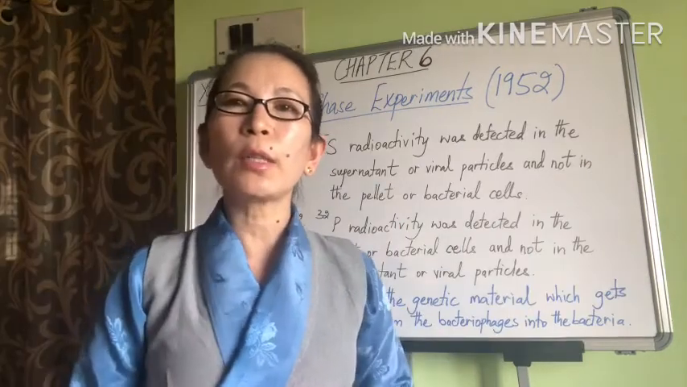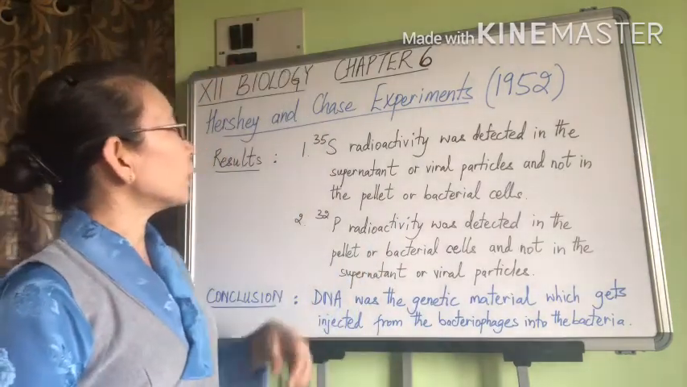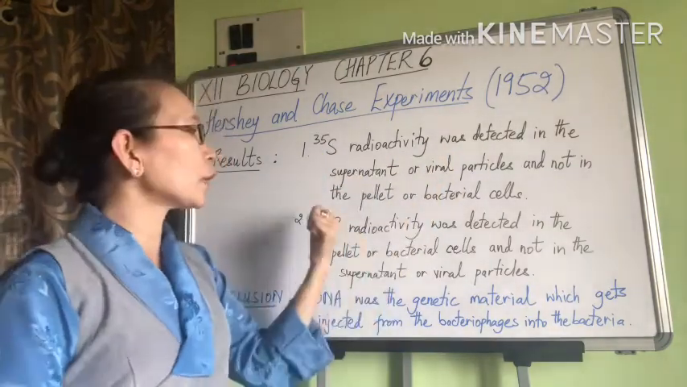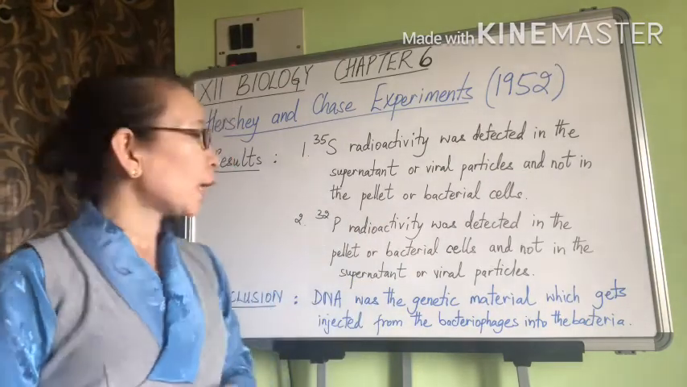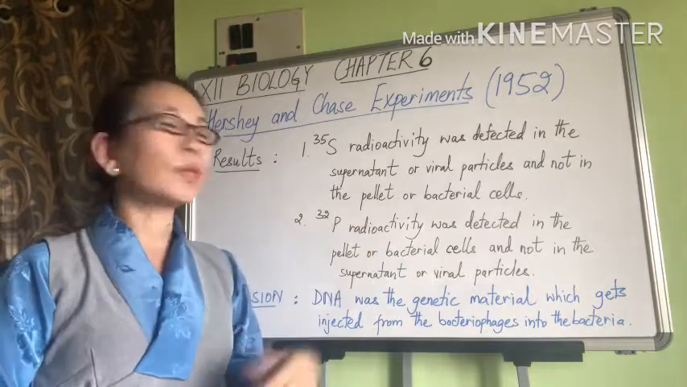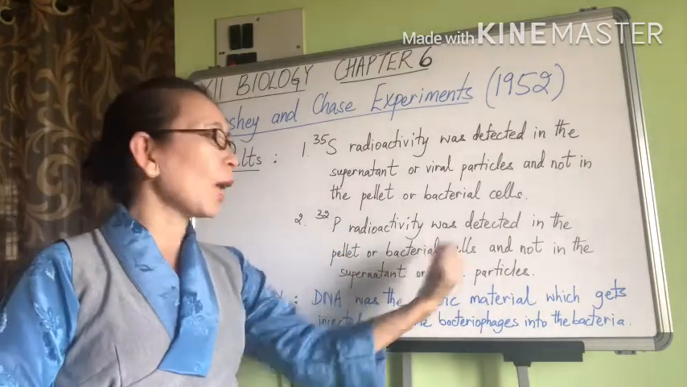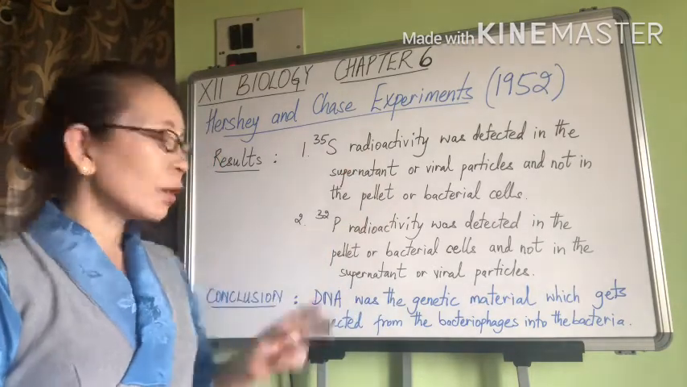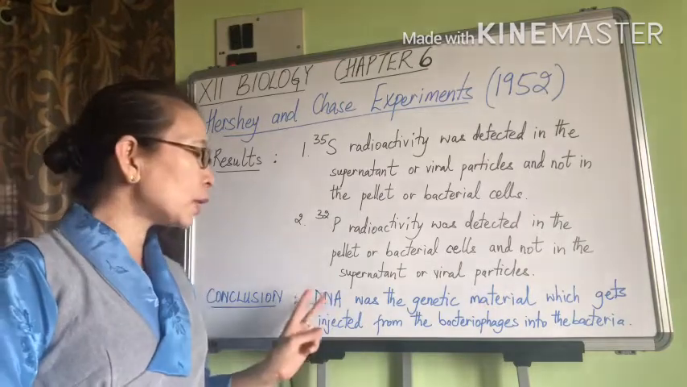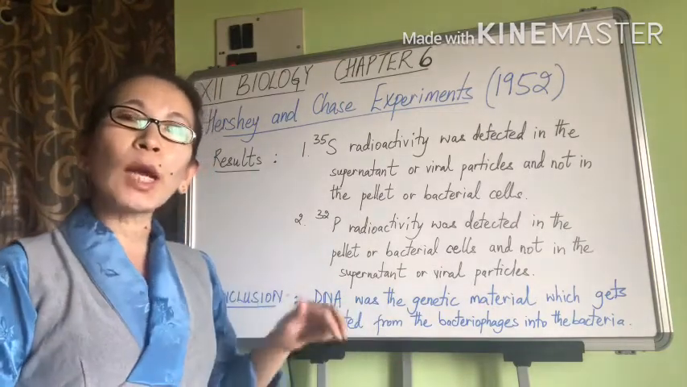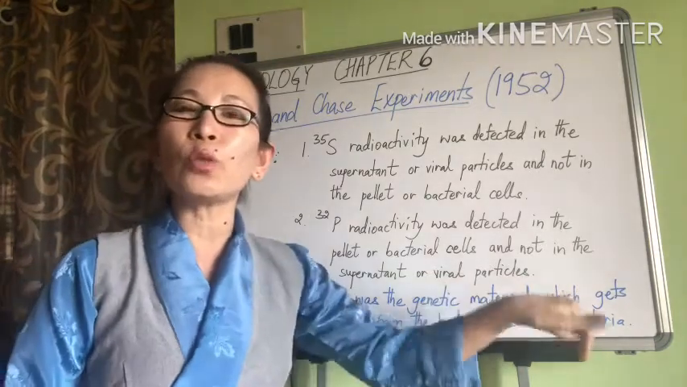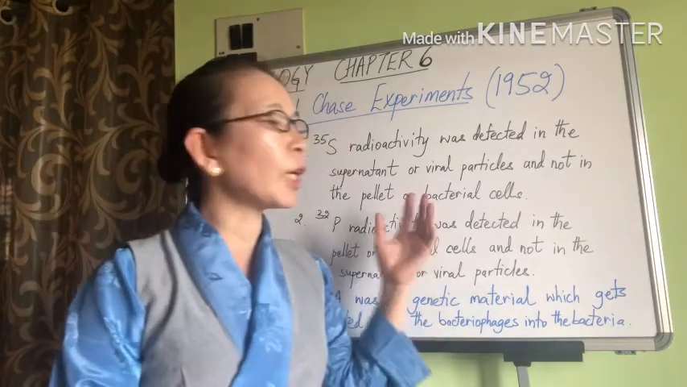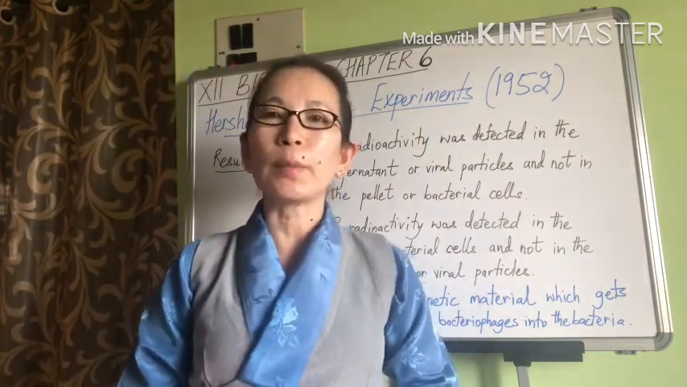To summarize the results of Hershey and Chase's experiments, the first result was that sulfur-35 radioactivity was detected in the supernatant or viral particles and not in the pellet or bacterial cells. In the second result, phosphorus-32 radioactivity was detected in the pellet or bacterial cells and not in the supernatant or viral particles. Based on these two results, Hershey and Chase finally concluded that it was the DNA which was the genetic material that got transferred or injected from the bacteriophage into the bacteria and not the protein. These definitive experiments conducted by Hershey and Chase finally confirmed DNA as the genetic material.